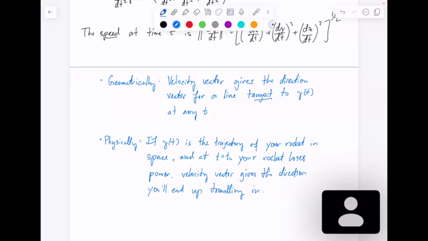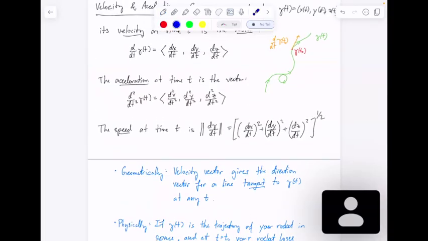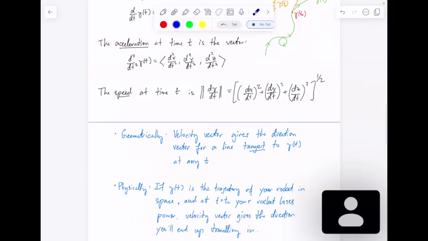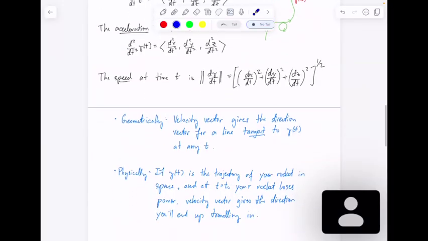Now, so you have two meanings of this, right? You have a velocity vector here, and there are several meanings to this. One, geometric: it gives you the straight line tangent to your green curve. And physically, there's a purpose for this, which I've written down here.